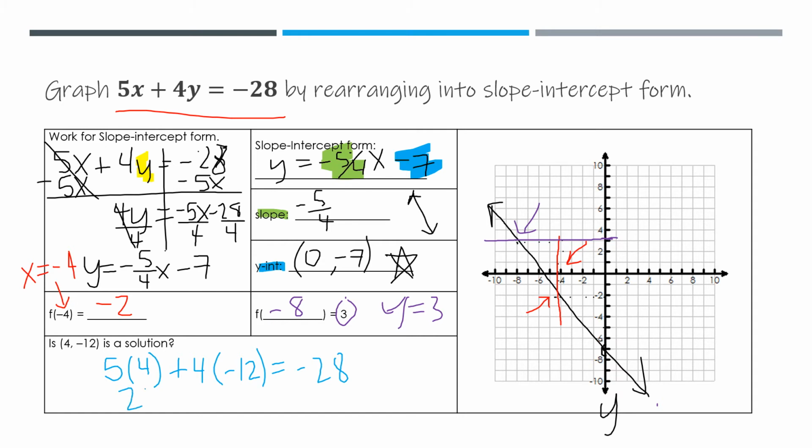So 5 times 4 is 20. 4 times -12 would be -48. Is that equal to -28? And it is. So since -28 equals -28, and that is a true statement, then we can say yes, this point is a solution.